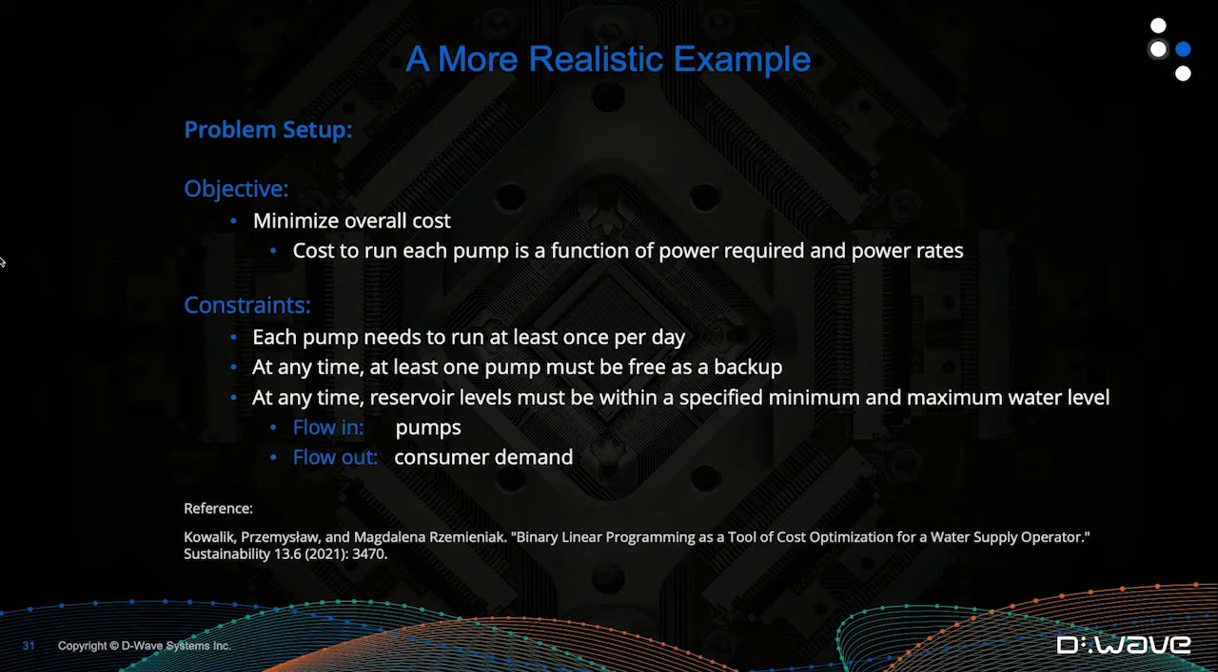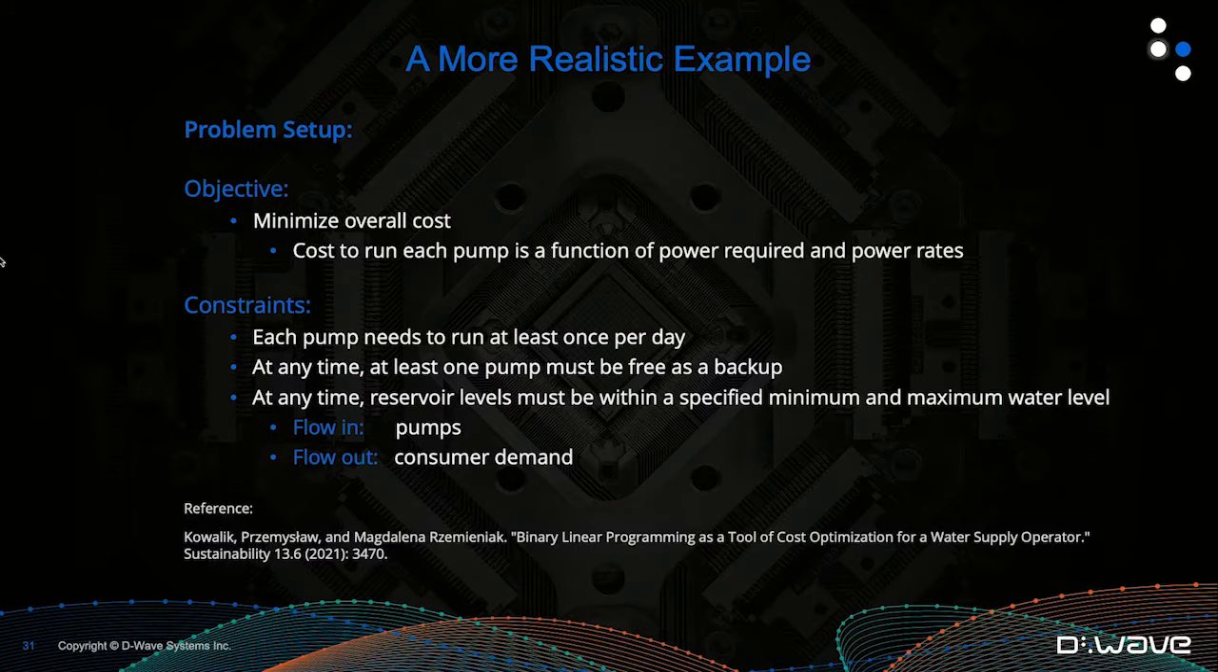Now for the constraints, again, each pump needs to run at least once per day. We want each pump to get a workout every day. We don't want anything getting rusty. And we have the same second constraint that at any time we need at least one pump free as a backup. So it's really important that if a pump goes down, we can still satisfy consumer demand and we're not depleting our water supply.